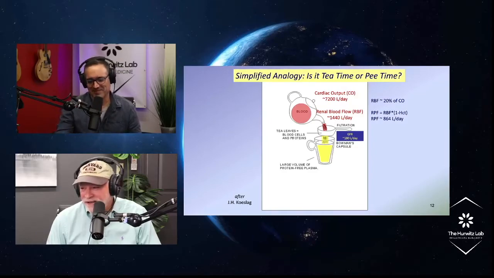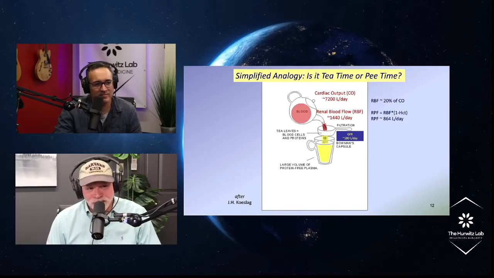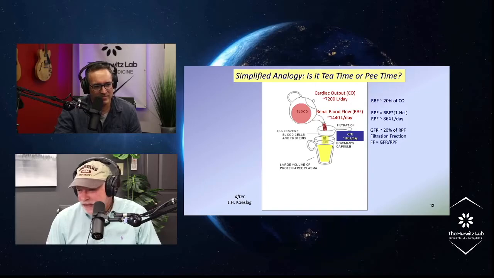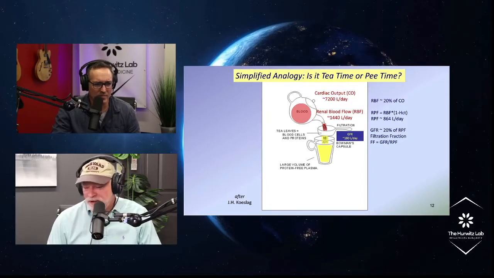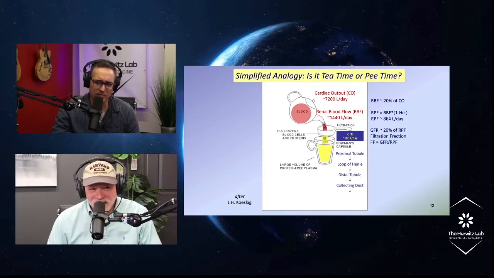So there are some calculations on the right, and if you assume a hematocrit of 40%, you can calculate the renal plasma flow is about 864 liters per day. Now the GFR is about 20% of the renal plasma flow. That gives us the filtration fraction, which is about 15 to 20%. Let's say 20%. And so through the proximal tubule and the loop of Henle, as you intimated, you're not going to be making all that as urine.